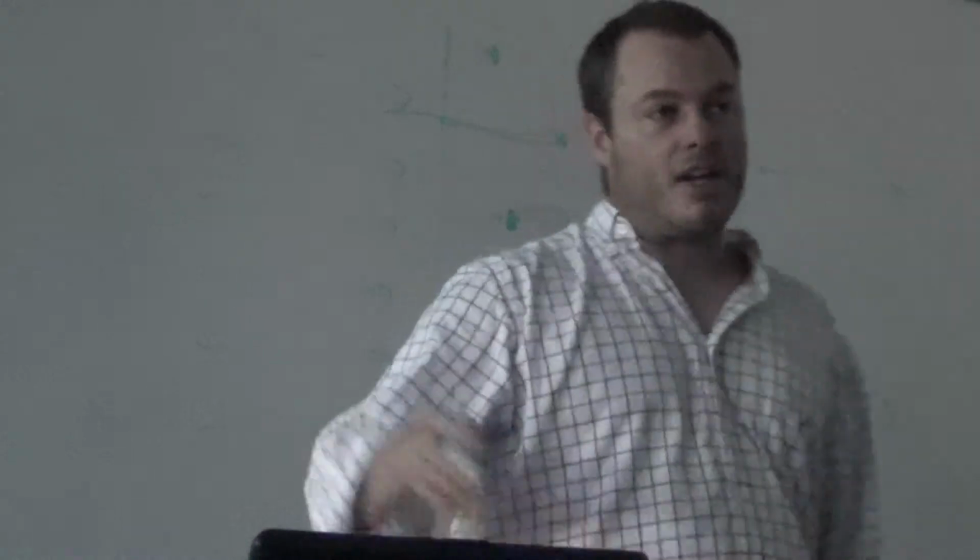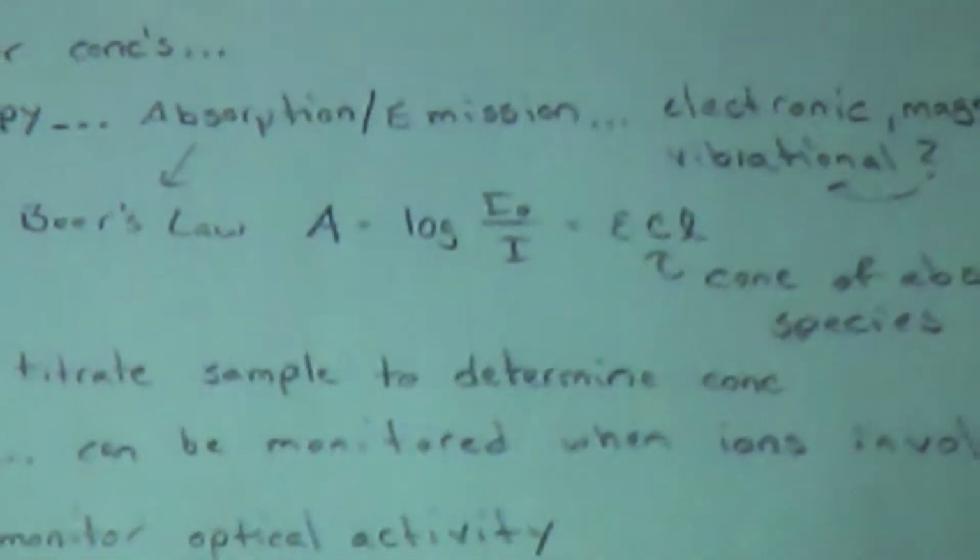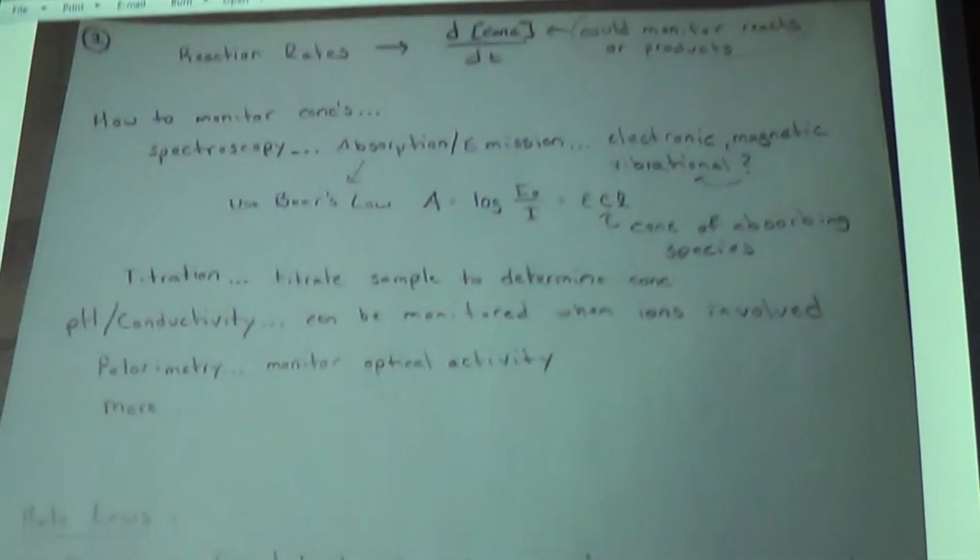In that case, there's a natural log dependence of the decrease in the intensity of light with respect to the distance traveled through the solution. And you end up with this Beer's law equation. The absorbance is log of the initial, or I naught over I, which is equal to the extinction coefficient times the path length times concentration.